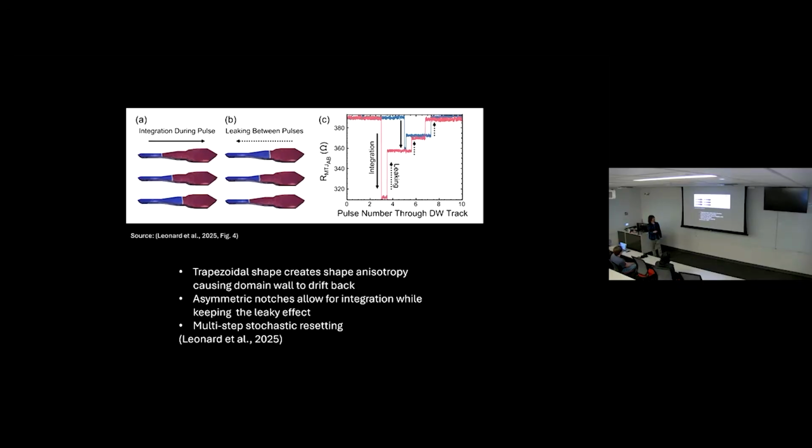And then the shape anisotropy will slowly pull it back, but it won't pull it back too far because you still want it to be able to integrate. And I forgot, an important thing for these neurons is you want it to reset back to where it was when it started so that you can fire it again. And this emulates it well by slowly pulling it back through a multi-step stochastic resetting. So this actually emulates the neuron really well.